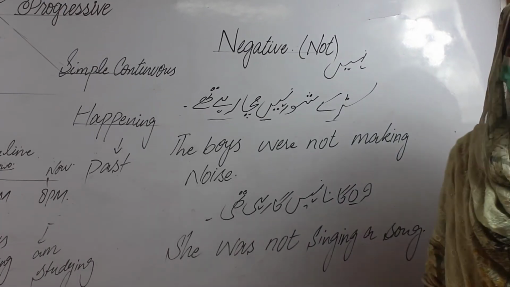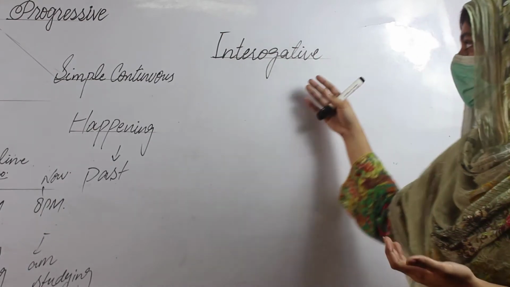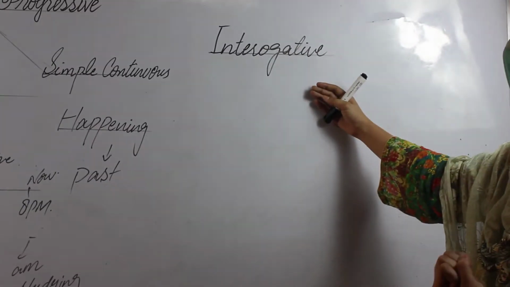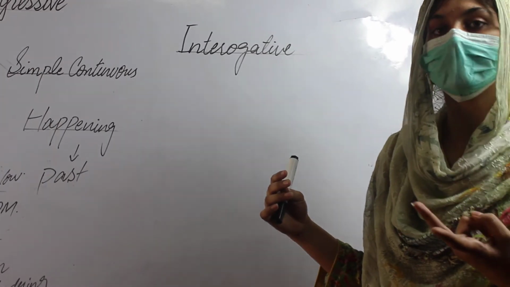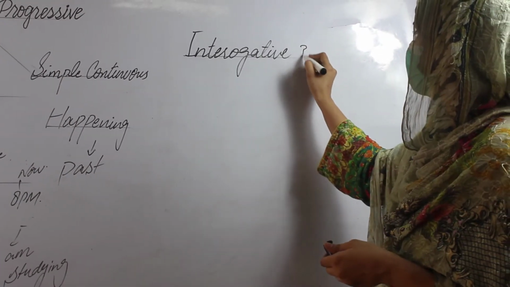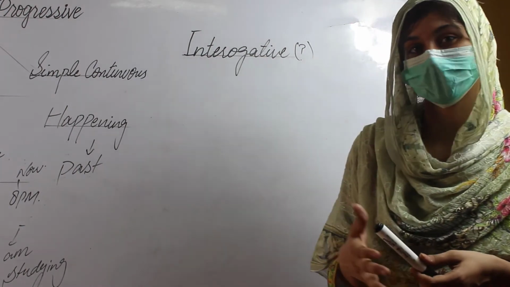This one is the example of the negative. The third part of the past continuous tense is the interrogative part. How can we judge this one is the interrogative and not concerned to the negative, not concerned to the affirmative? Because if we have the question mark at the end of a statement, then we can easily and quickly guess that this one is an interrogative statement.